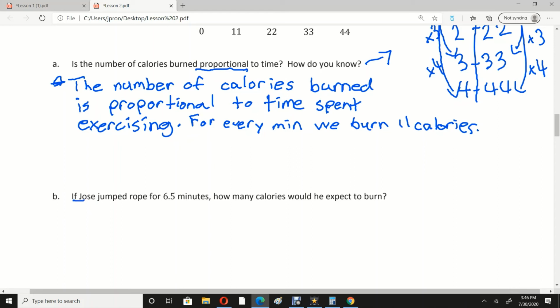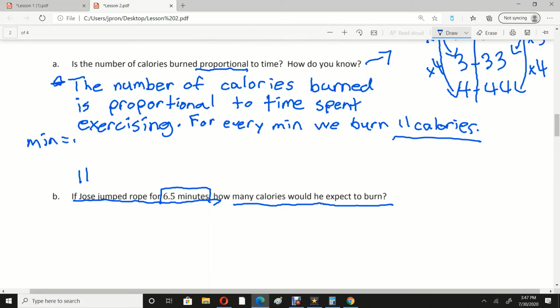So the question is, if Jose jumped for 6.5 minutes, how many calories would you expect him to burn? I'm going to give you a minute, try to figure that one out. Those are some really creative solutions. I like that. Very interesting thought process there. Since we know our unit rate is 11 calories per minute, we can write a formula, just like we did in our other examples. So 11 calories for every minute. Let's write minutes equals M. So 11 times the number of minutes equals your C, big C, calories burned.